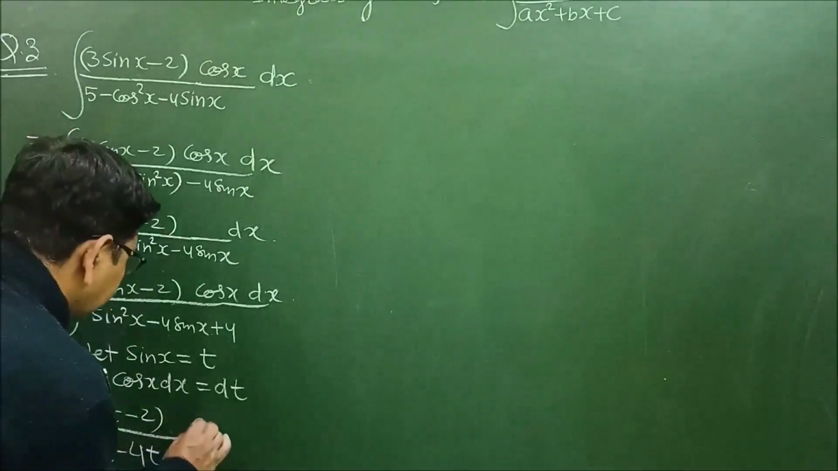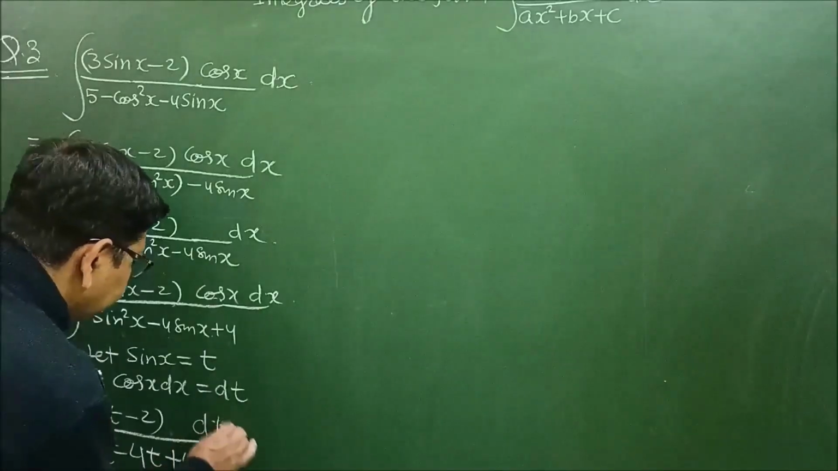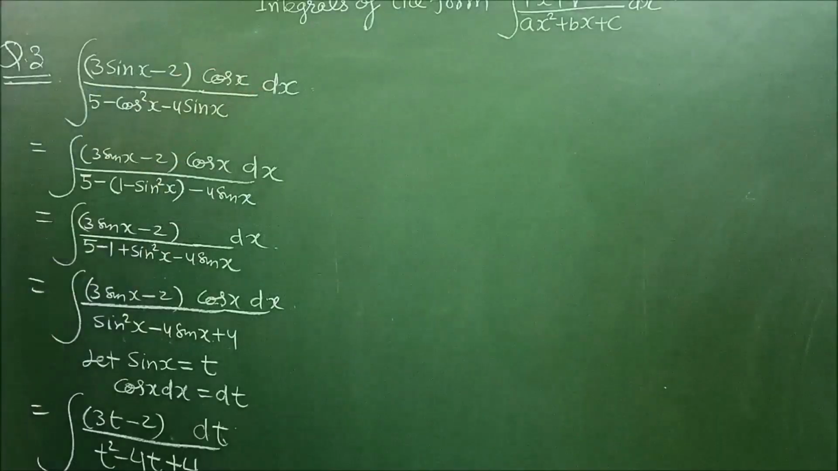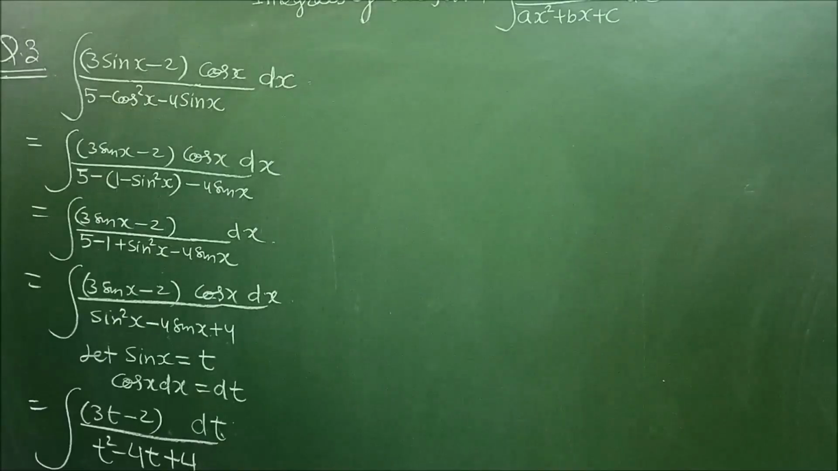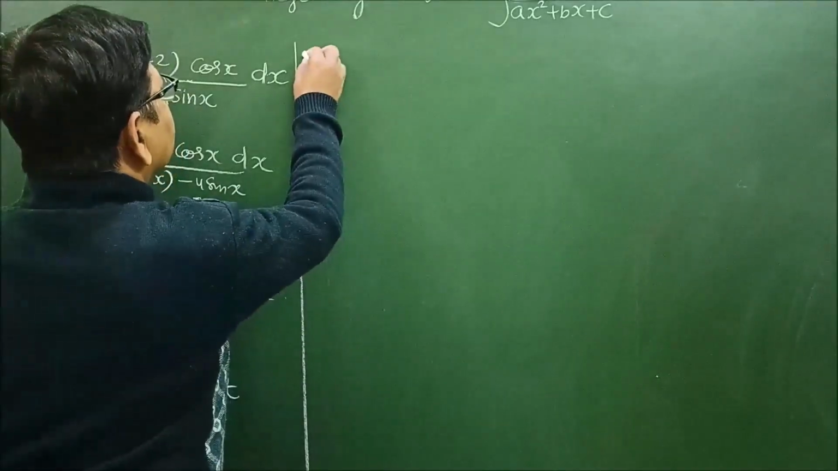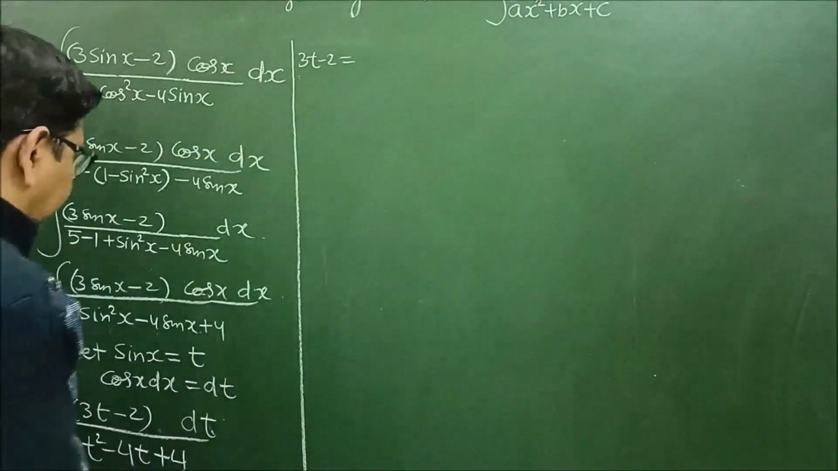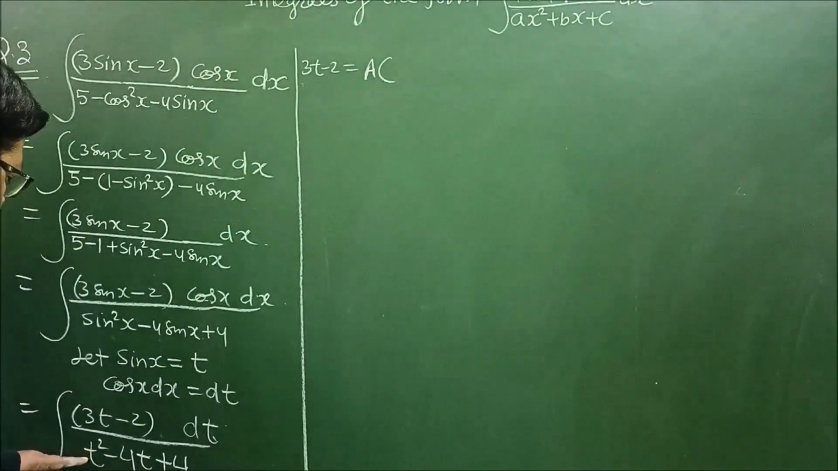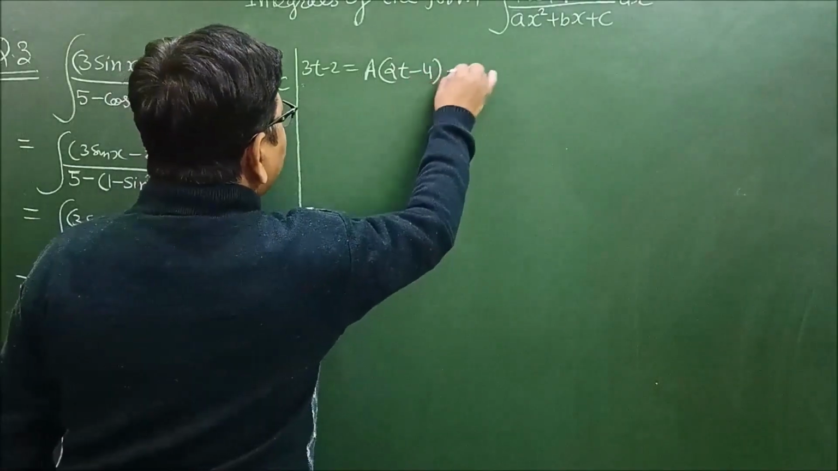dt. Cos x dx will be replaced by dt. Now this is in this form. So we can write 3t minus 2 is equal to a into derivative of the denominator, that is 2t minus 4, plus b.